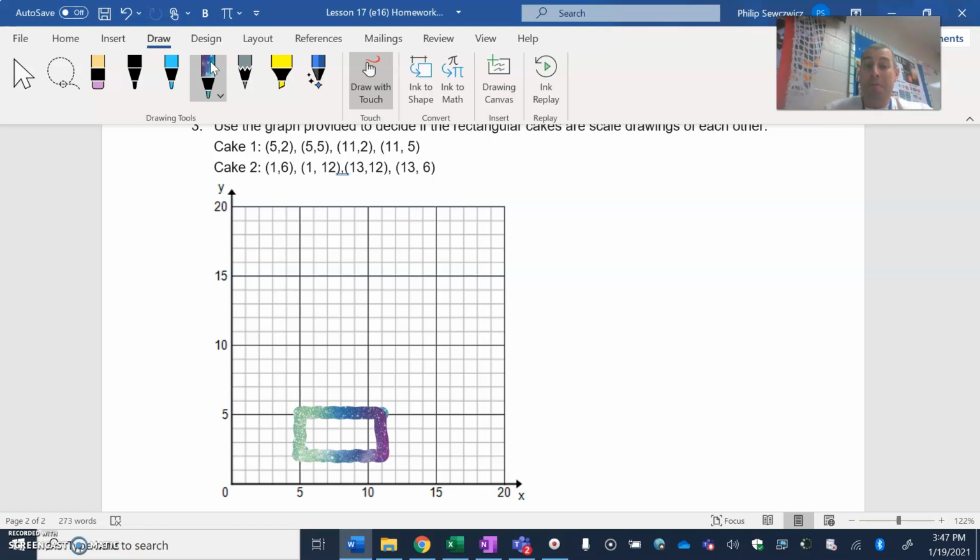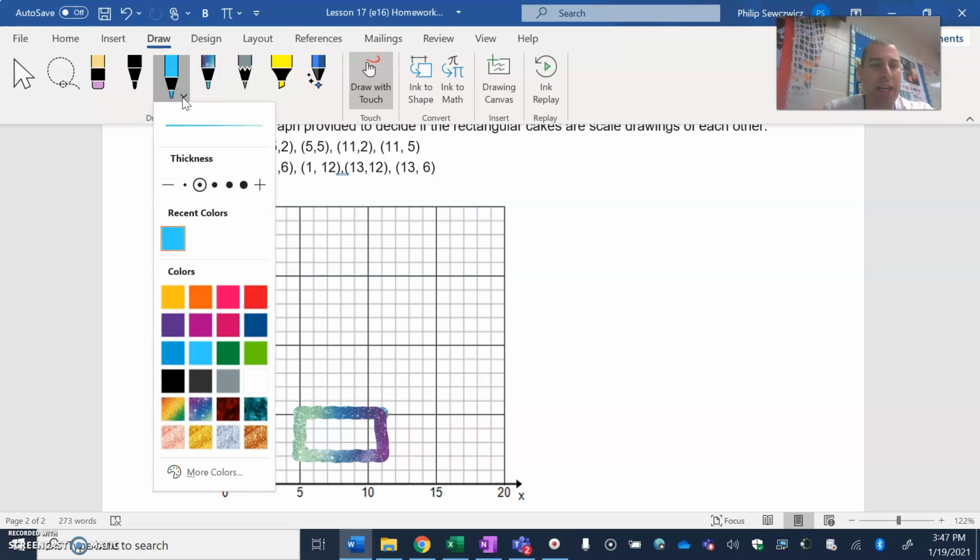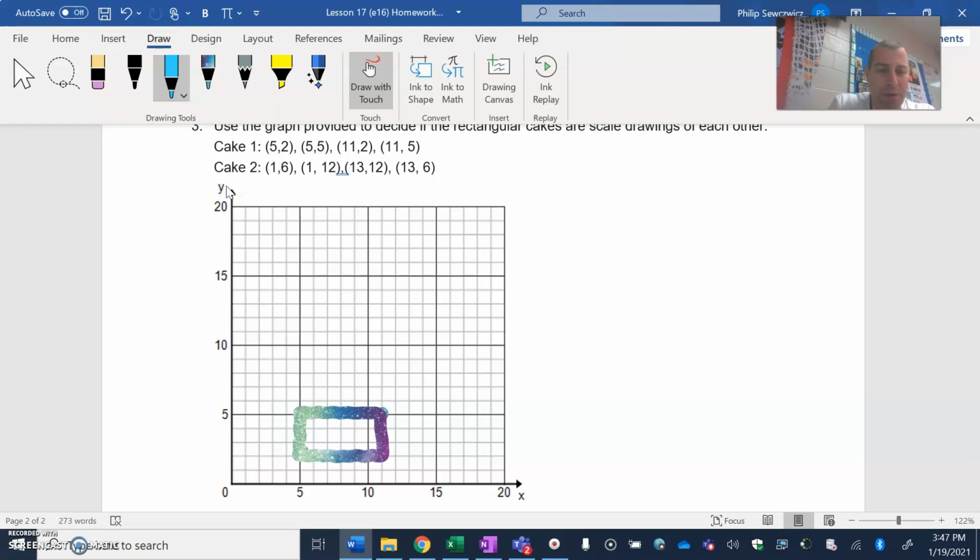All right. Okay. Cake number 2, we're going to go to the right 1, but then we're going to go up 6. So to the right 1 and then up 6. So let's see what happens here. To the right 1 and then up 6. So that would be right there. I'm going to go to the right 1 and then I'm going to go up 12. 10, 11, 12. Ooh, up. How about that? There we go.